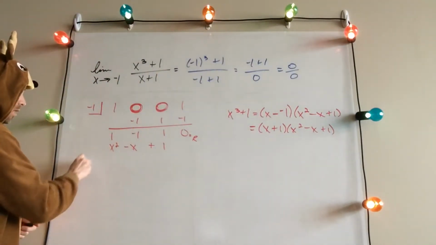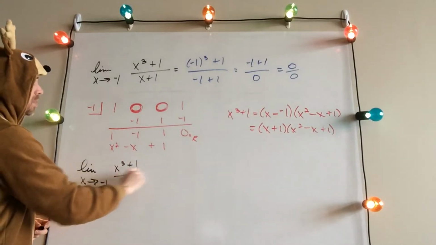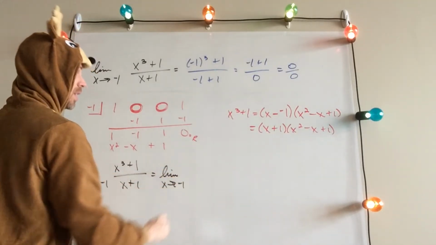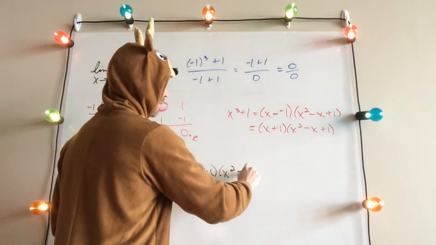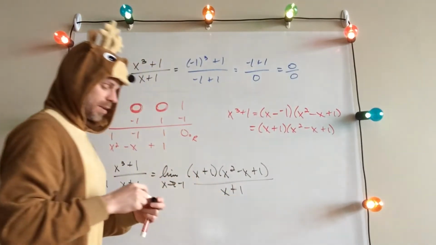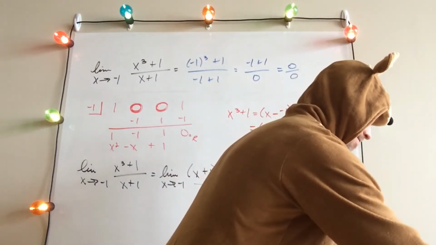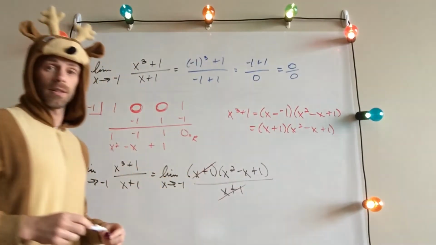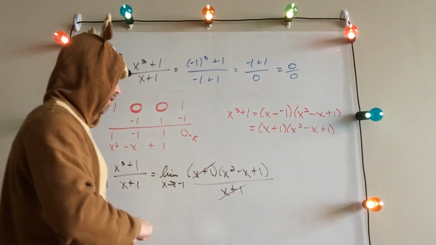So we were doing the limit as x goes to negative 1 of x cubed plus 1 over x plus 1. We found out that that was equivalent to x plus 1 times x squared minus x plus 1, all over x plus 1. So we can cancel here. And then we can go ahead and do our direct substitution.